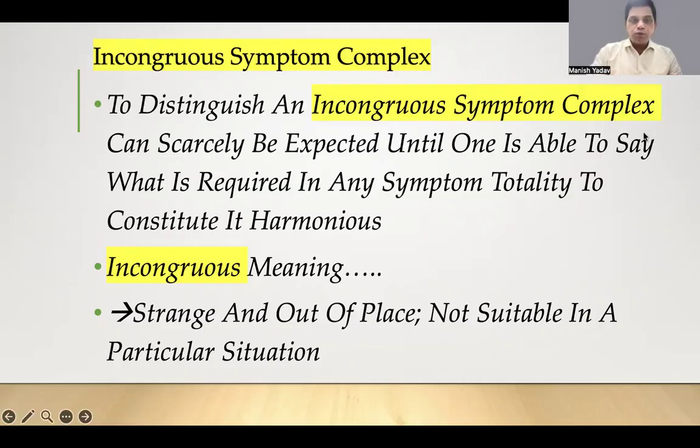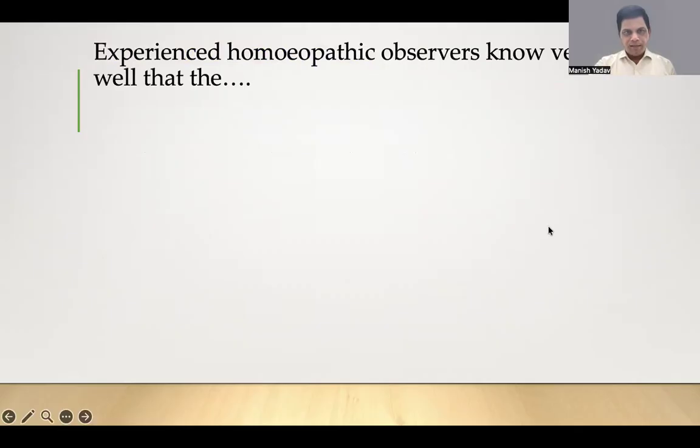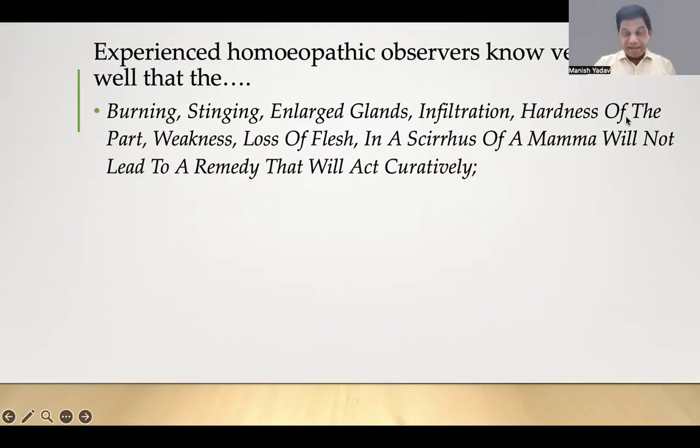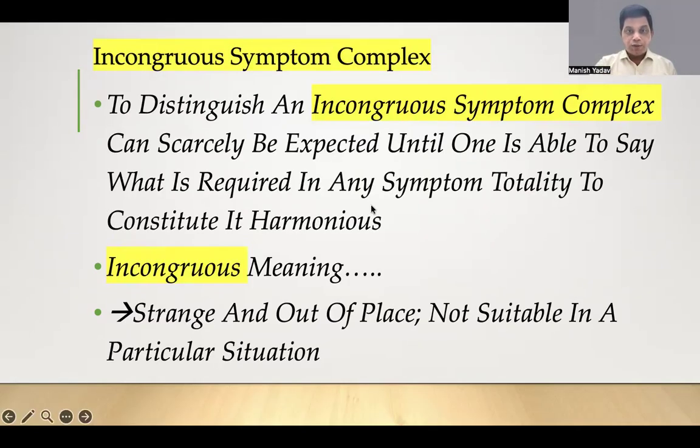So he says, to distinguish an incongruous symptom complex can scarcely be expected until one is able to say what is required in any symptom totality to constitute it harmoniously. So if you want to find that incongruous symptom, it is very important to understand what is required in any symptom totality. Experienced homeopathic observers know this very well. You should know what is required in a symptom when you see a symptom.